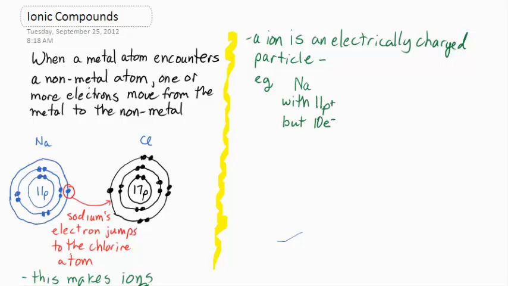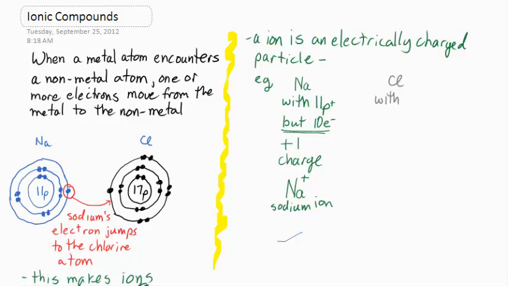Sodium begins with 11 protons, but when it meets chlorine, it loses 1 electron to have only 10 electrons. The overall electric charge is +1, and we symbolize it this way, with the sodium symbol and a plus charge on the top right-hand corner of the symbol.